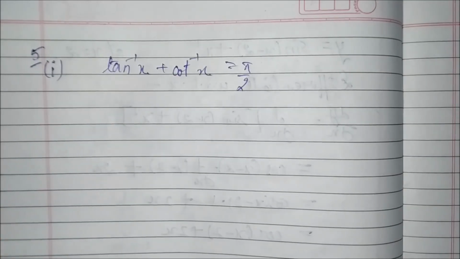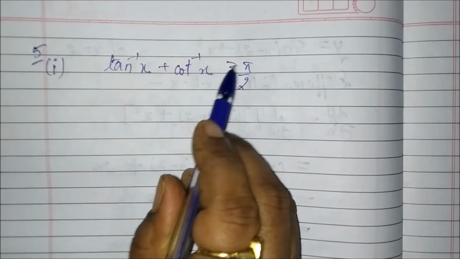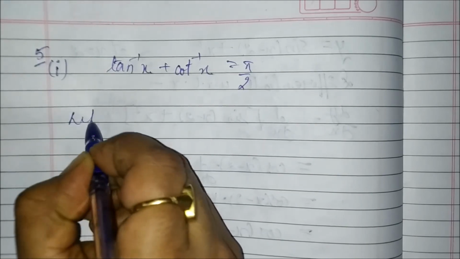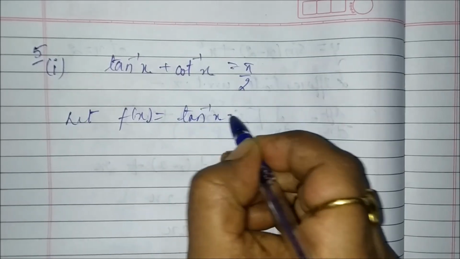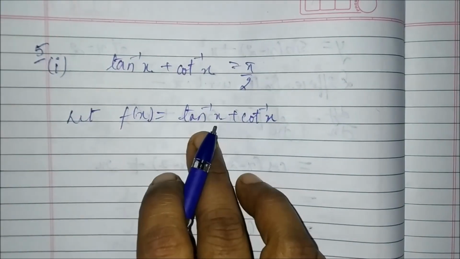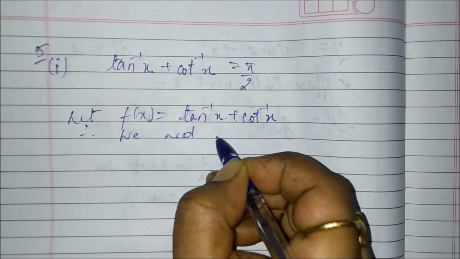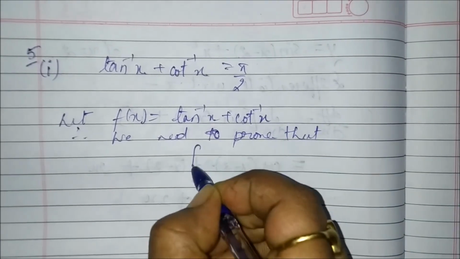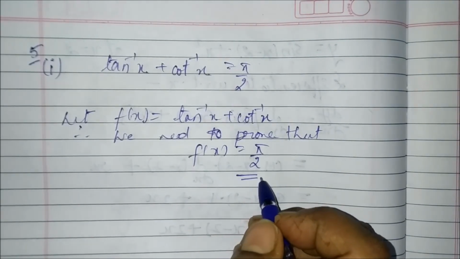Now next question, question 5. Using derivative, prove that tan inverse x plus cot inverse x is equal to pi by 2. For this, let f(x) is equal to tan inverse x plus cot inverse x be the function. Our function is f(x) equals tan inverse x plus cot inverse x. Therefore, we need to prove that f(x) is equal to pi by 2.